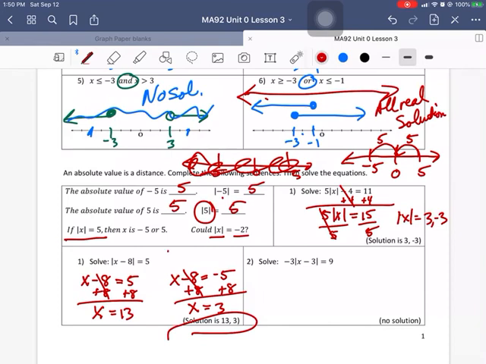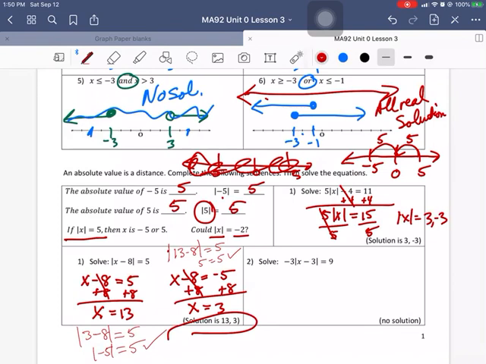Think about it. The absolute value of 13 minus 8 is a positive 5, so that works. Even if you put in a 3 minus 8, the absolute value of 3 minus 8 is 5. This is going to be negative 5. That also equals 5. That also works.